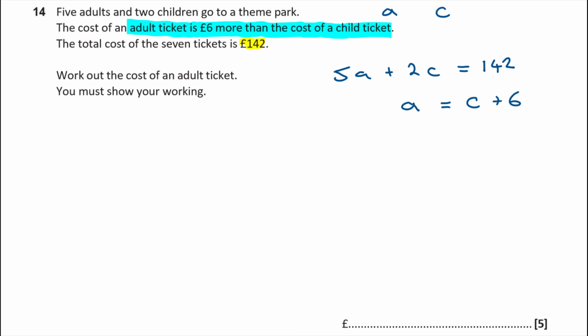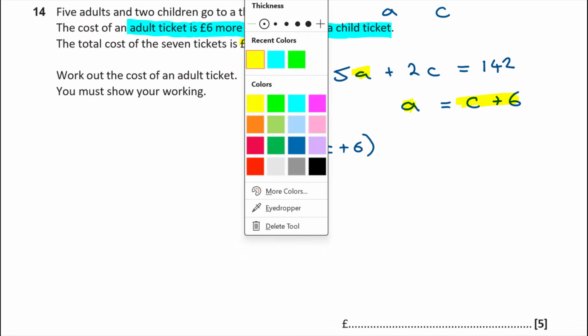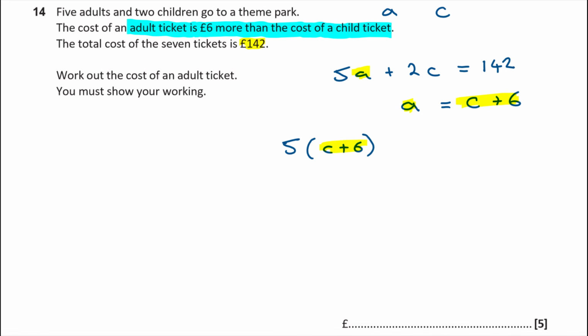Okay. So if I know that A is equal to C plus 6, then what I can do is replace that A with the value of A that I've got here, this C plus 6, and then I can form an equation in C and solve it. So 5 lots of C plus 6. So rather than writing A, I'm going to write the value of A from our second equation. Okay, so this is equation 1, this is equation 2, and what I'm doing is I'm substituting equation 2 into equation 1.